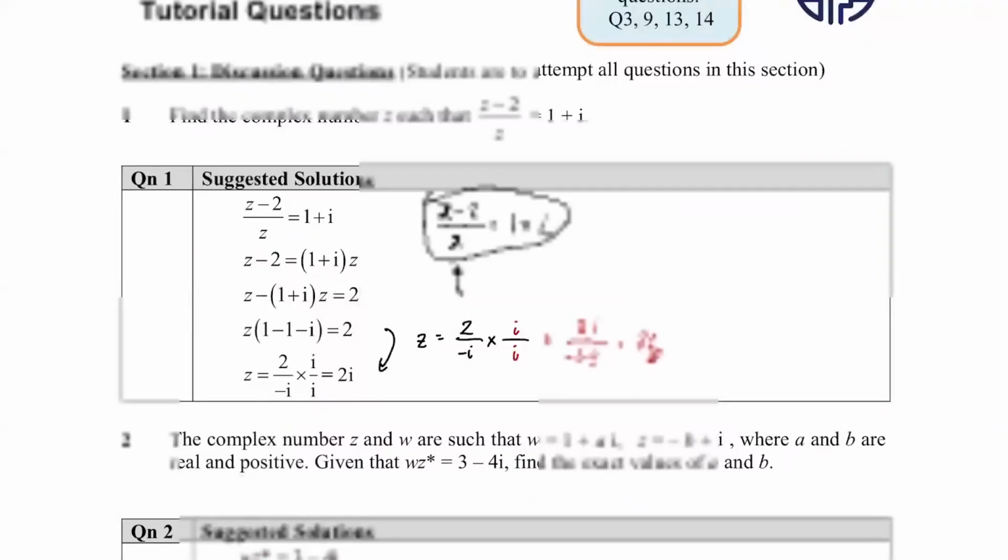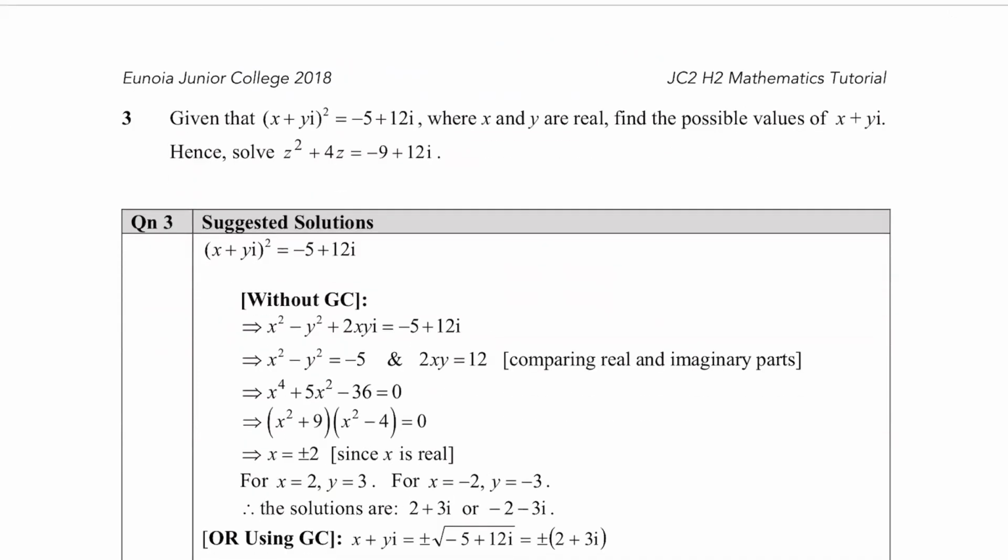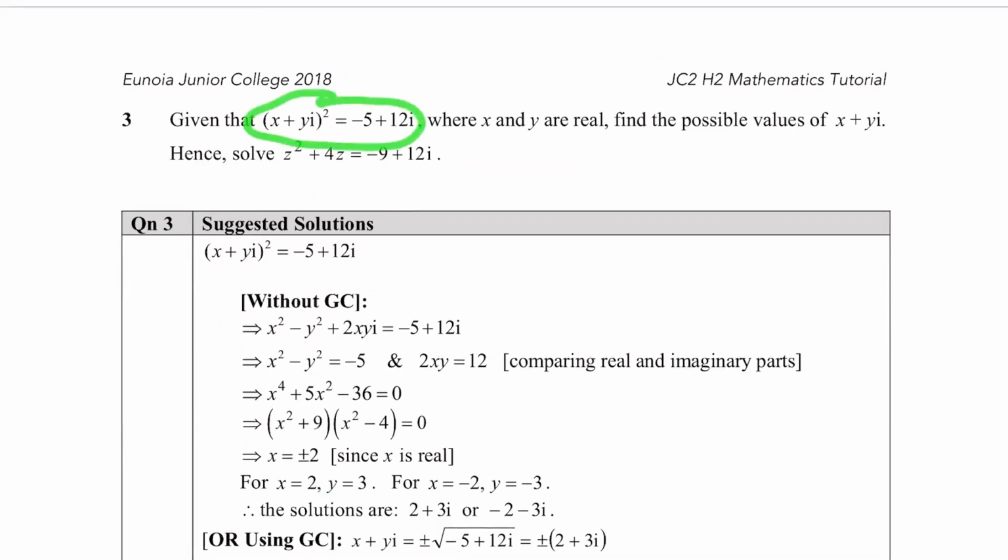Let's take a look at question 3. Question 2 is okay, perfect. This one, they tell you something squared equals minus 5 plus 12i. They didn't tell you the exact answer, but they asked you to find the possible values and you managed to find it. What you managed to find here, x plus yi, is really just the square root of minus 5 plus 12i. x plus yi, bracket squared, equals minus 5 plus 12i.